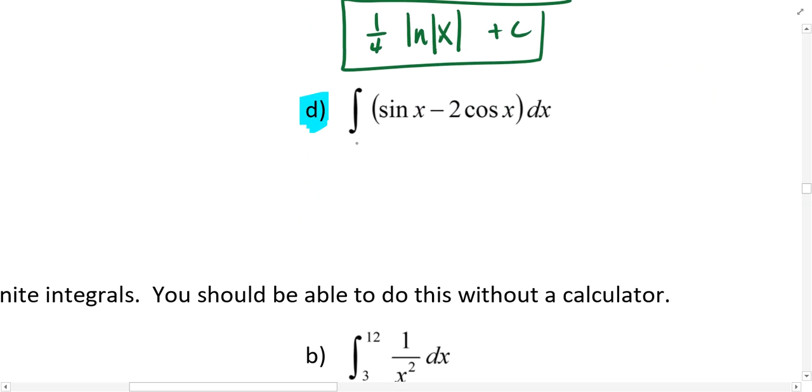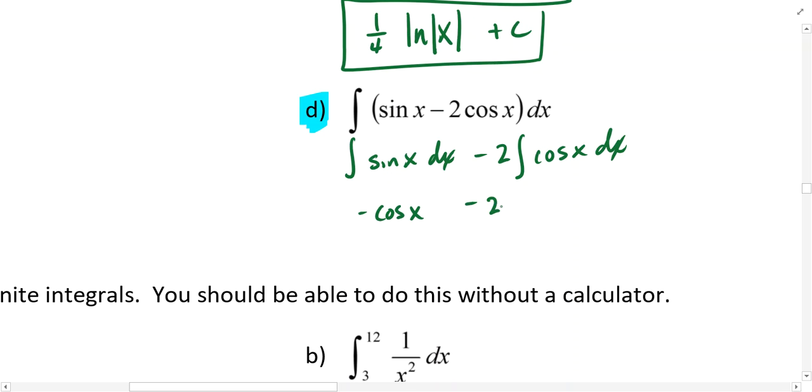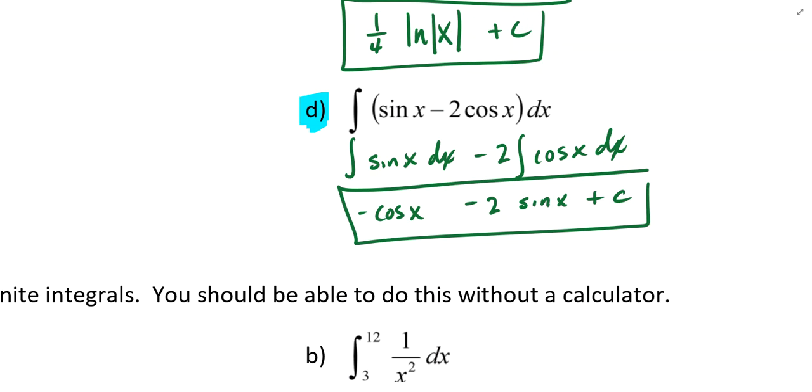As far as part D goes, I would break this into two indefinite integrals. So the antiderivative of sine of x with respect to x minus 2 times the antiderivative of cosine of x with respect to x. And we'll recognize that the antiderivative of sine is the opposite of cosine, and the antiderivative of cosine is sine. I don't need a plus c value twice. I can report it just once at the very end. And I think that would be sufficient.